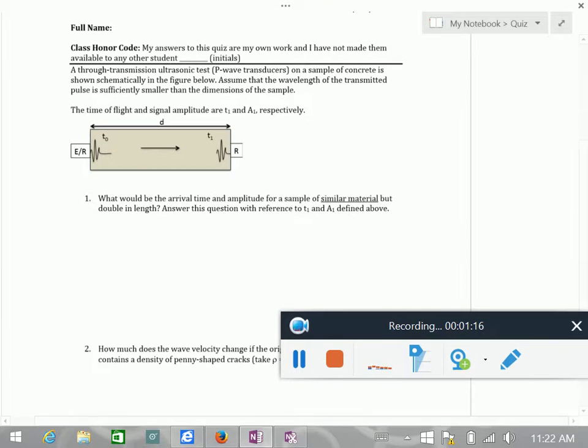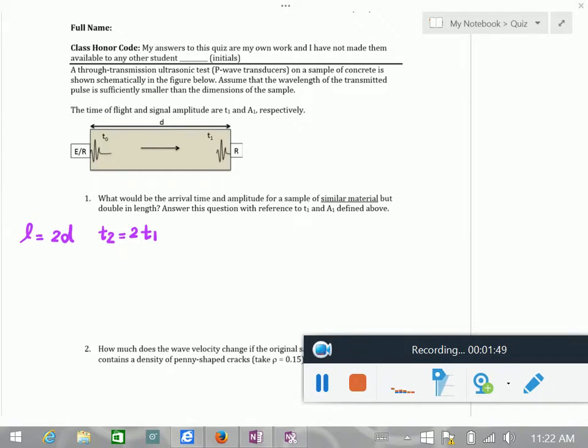I guess the velocity is kind of easy to explain. So if we consider the case when the sample is 2 times longer, so the length would be 2d, where do we see T2? What do you expect? 2 times. It should be about 2 times larger than T1, correct? And this is easy to see because we are saying it's the same material.